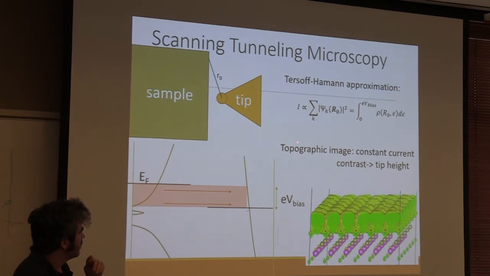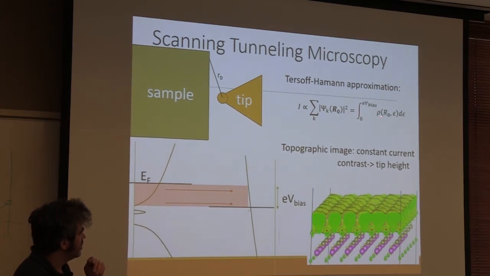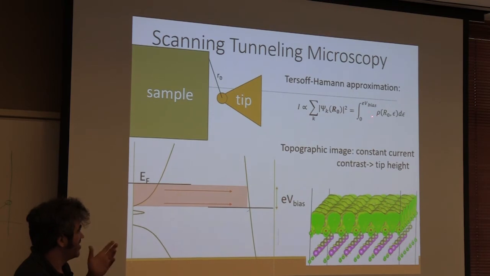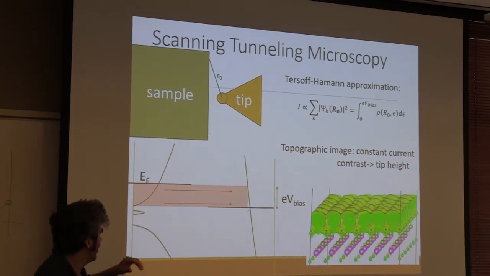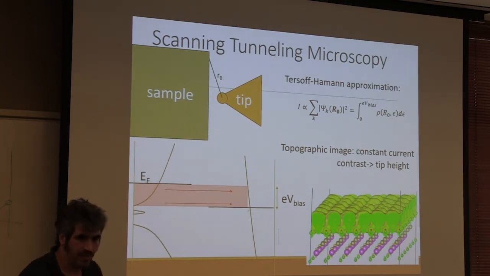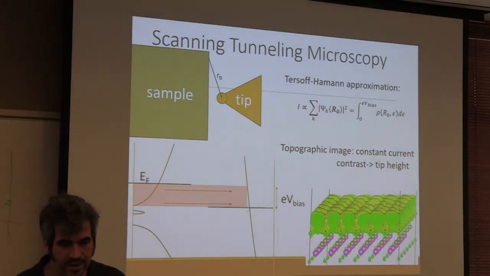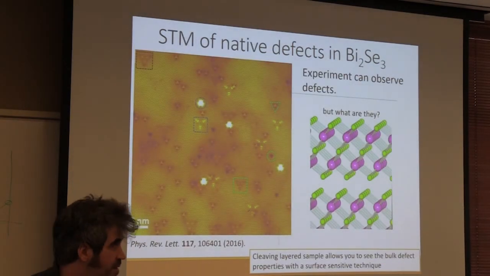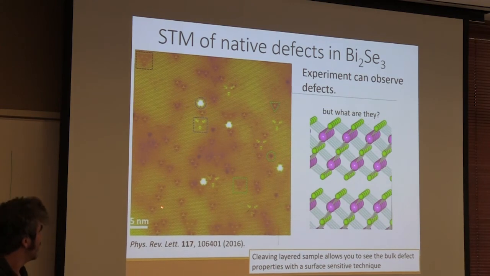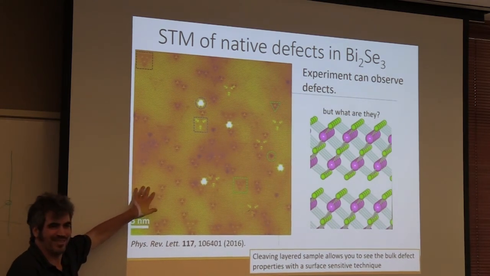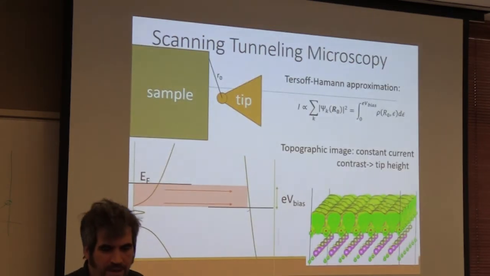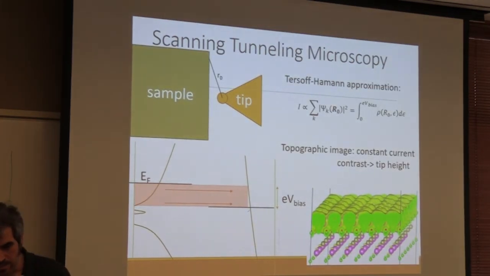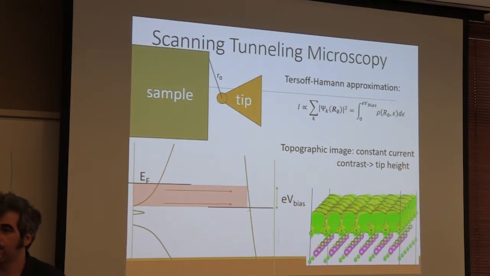calculate the current by approximating it from really just the charge density. Right? So the integrated charge density over this energy region is proportional to the current. So when they do these experiments, they have these colors, right? This color typically isn't the current. I mean, it can be, but typically you do what's called constant current mode.